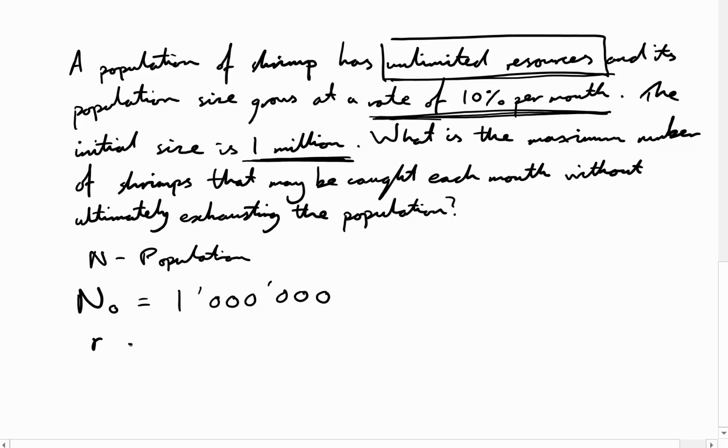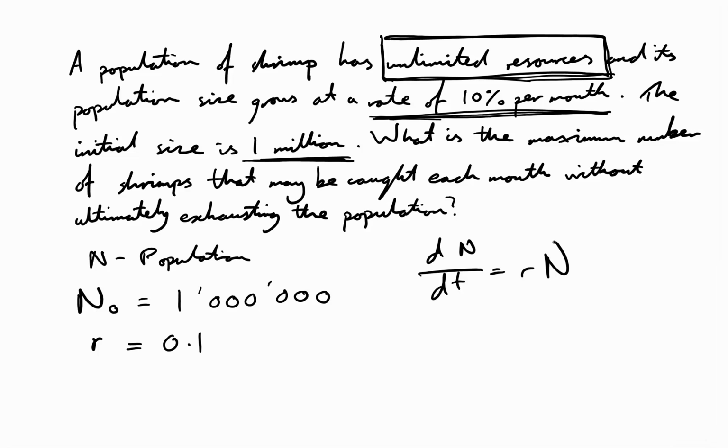So its rate is equal to 0.1. Okay, it's going to be equal to 0.1, right? And we know it's unlimited resources. So what growth model is it going to be? If it's unlimited resources, it means there's no carrying capacity, which means it must be the exponential model. So in other words, we're looking at this. The rate of change of the population is just given by the growth rate times the population.